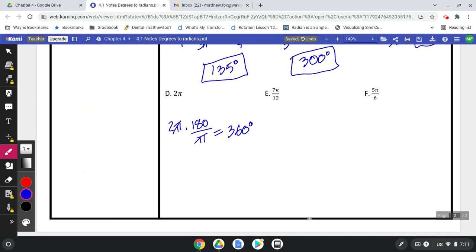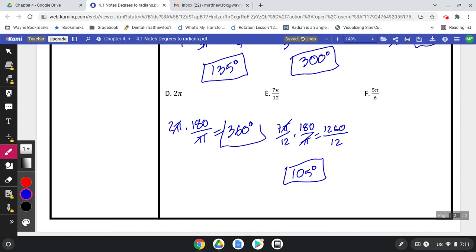Our next one, 7 pi over 12. So 7 pi over 12 times 180 divided by pi. Okay, so these pi's will cancel. 7 times 180 is going to be 1260. 12 times 1 is still 12 on the bottom. Now we can reduce. 12 does go into 1260 105 times, so 105 degrees. I forgot to box this.